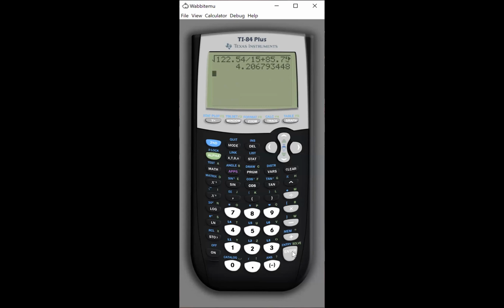So it's 4.21. If you round it off to 2 decimal places, it should round up to 4.21. Any question on how we get 4.21 for standard error? All right, let me take you back to my notes.